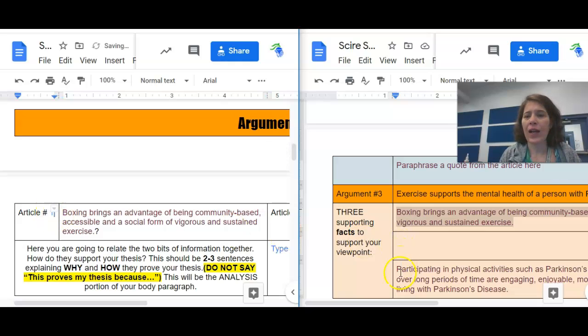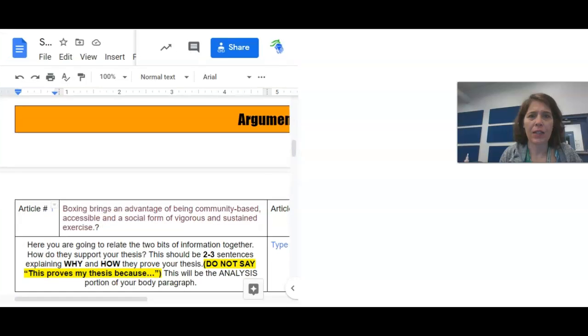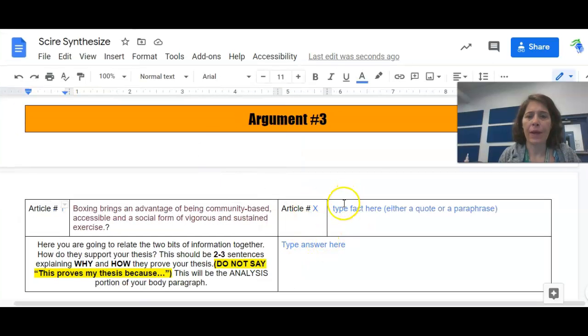And then I had another article that I summarized this from. So I'm just going to take it. Now I can make this big. I'm going to put my second fact right here.